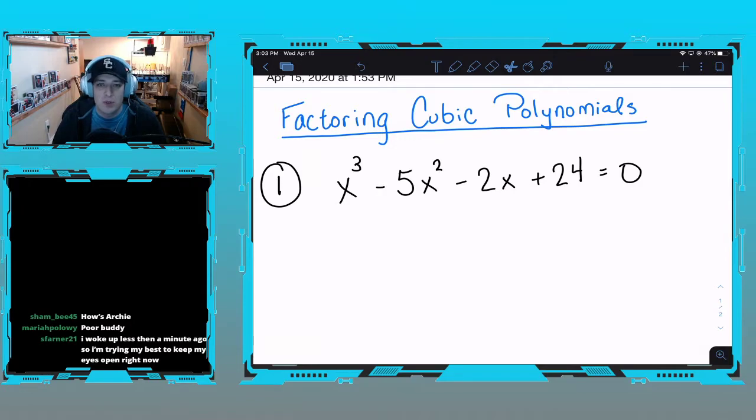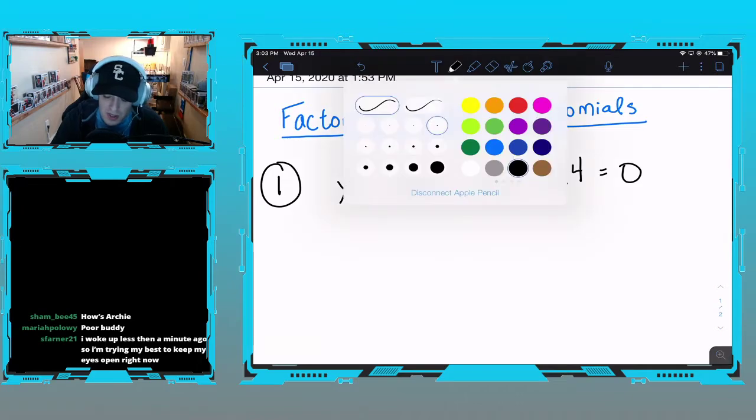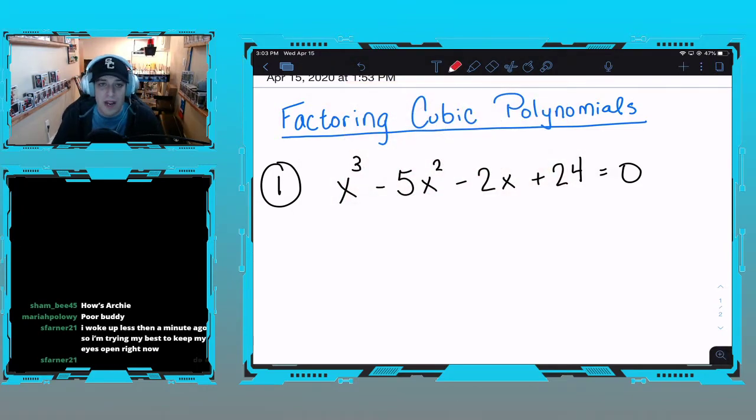So I'm going to go through one method that I did with you guys in the past, and I'm going to show you guys that that method is not ideal for this problem because it's not going to work out in our favor. So notice the title of this lesson says Factoring Cubic Polynomials.